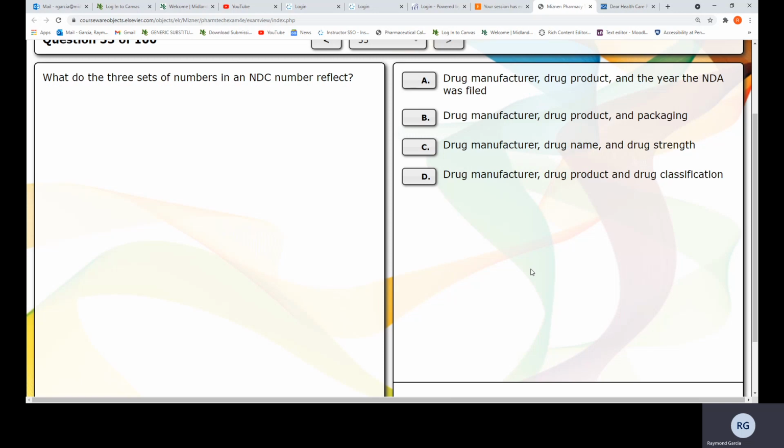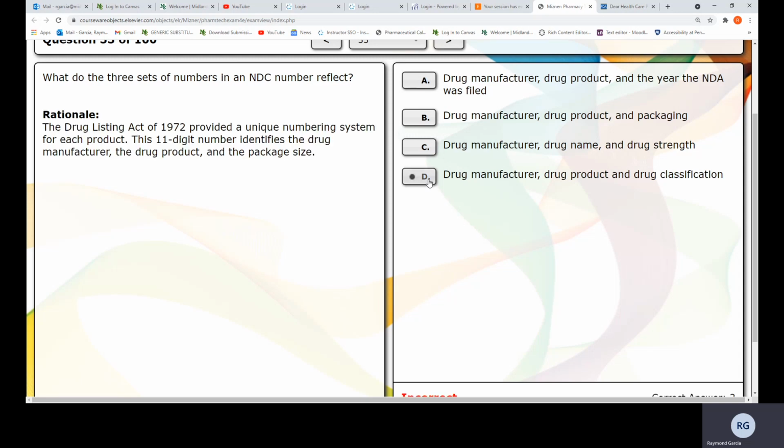What do the three sets of numbers in an NDC number reflect? Does it reflect drug manufacturer, drug product, and the year the NDA was filed? That doesn't really make sense. Drug manufacturer, drug product, and packaging. Drug manufacturer, drug name, and drug strength. Drug manufacturer, drug product, and drug classification. Which one? D? That's saying D? It's actually B.